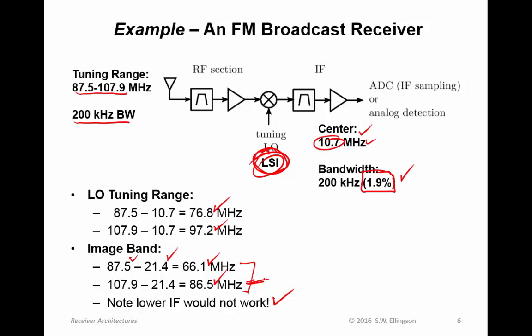And we know that there's no way that we can eliminate an image after frequency conversion. So because 10.7 is the lowest frequency, which is practical for a single conversion superhet for FM broadcast applications, and because FM broadcast is so common, 10.7 megahertz is a very common IF frequency for all applications.